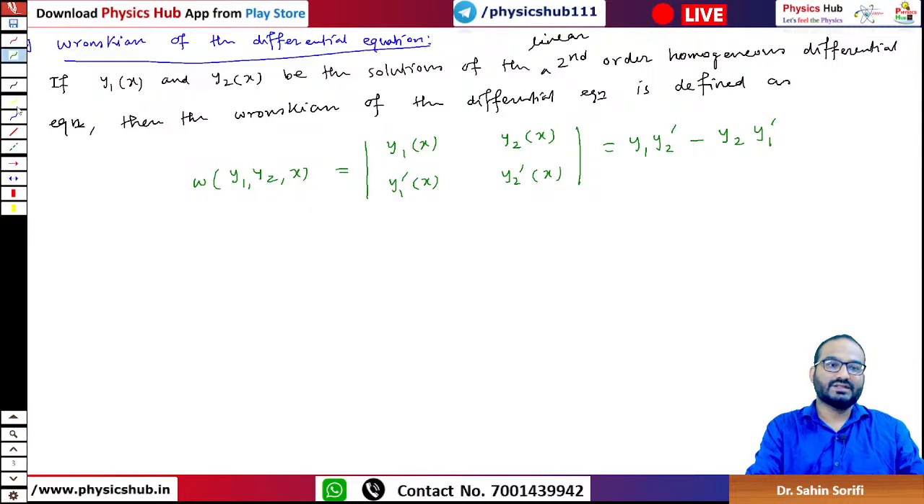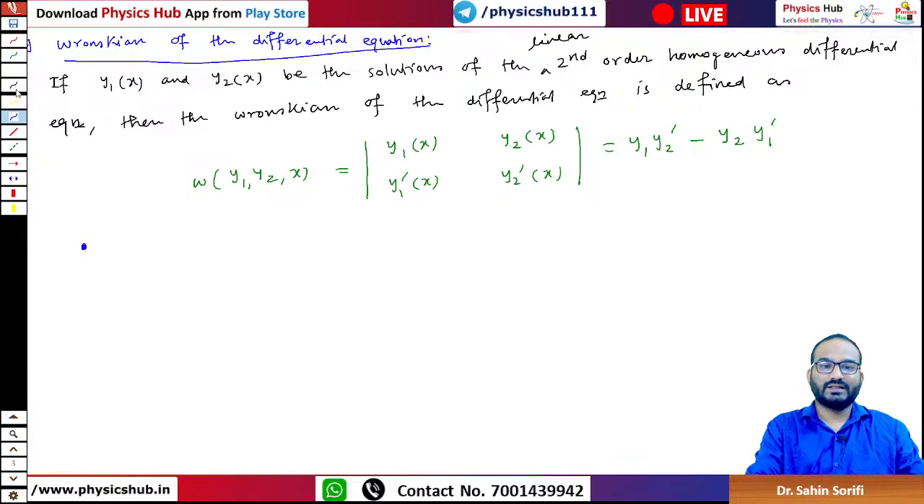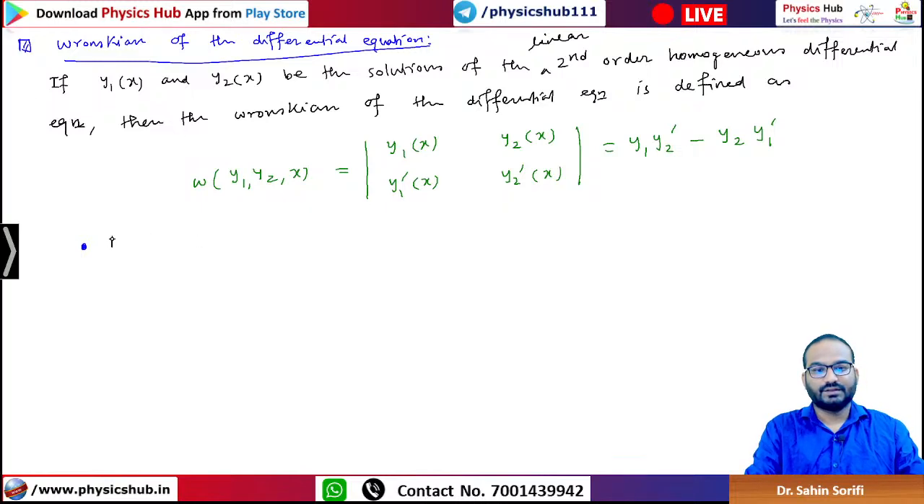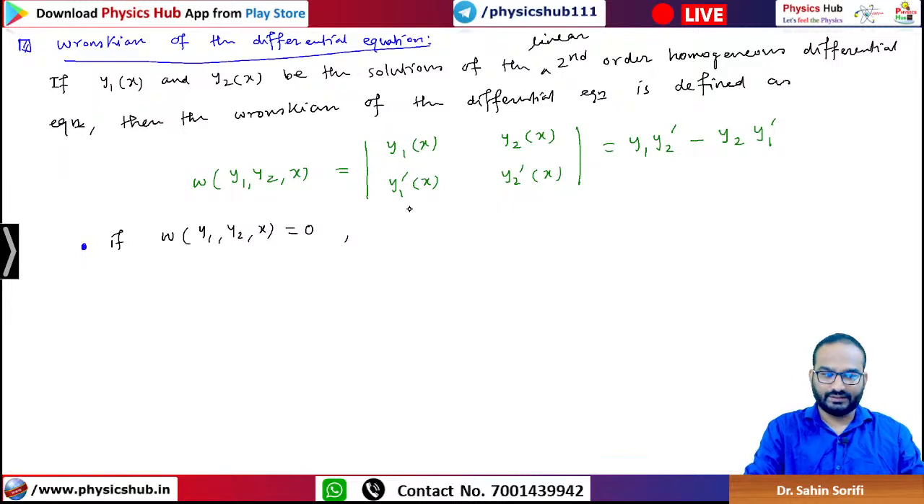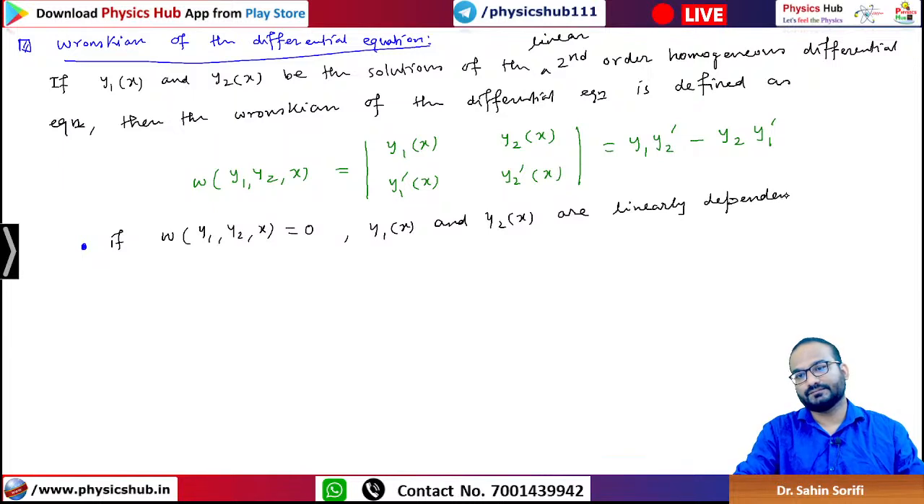Now why is Wronskian important? Wronskian gives you very important information regarding the nature of the solution. Whatever solution you get, if the Wronskian equals 0, it shows that the two solutions you have taken, y1(x) and y2(x), are linearly dependent. 0 means dependent. Remember this, don't get confused with the independent thing.